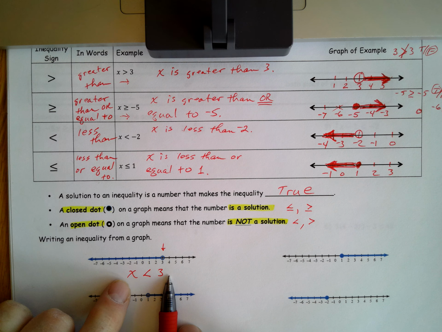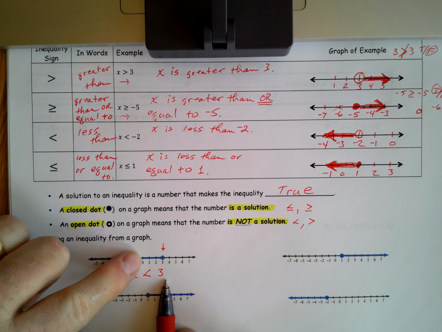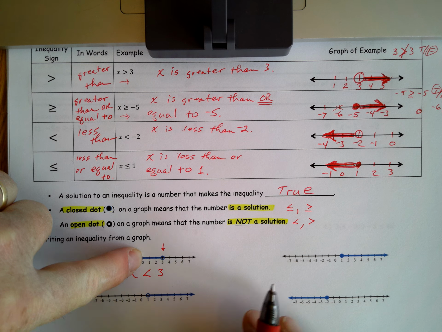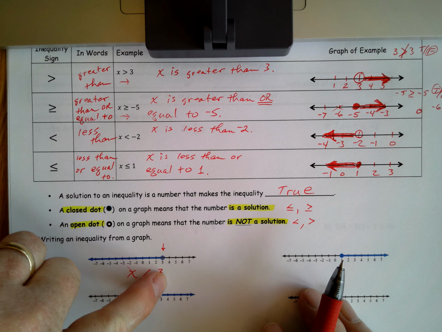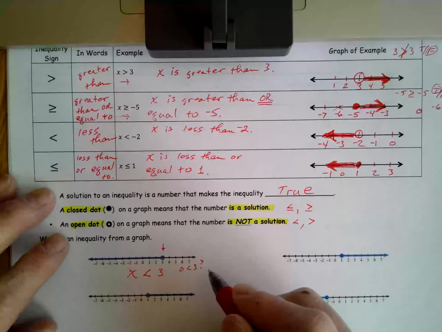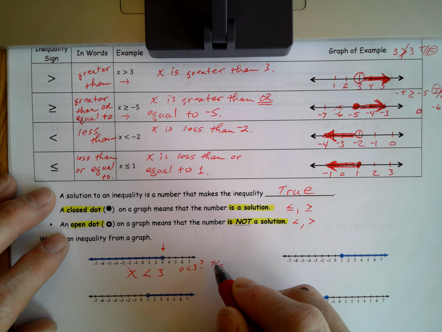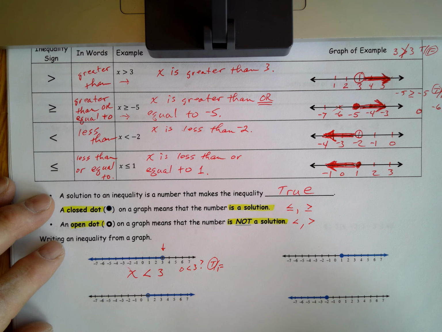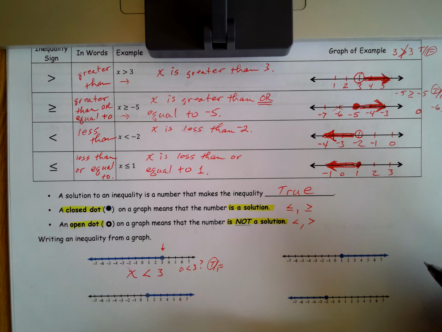So is x less than 3? Okay, let's see if it's true. Let's take one of the numbers on our shaded side. Is 0 less than 3 true? 0 less than 3, question mark. True or false? It's true. So we wrote our inequality correctly.